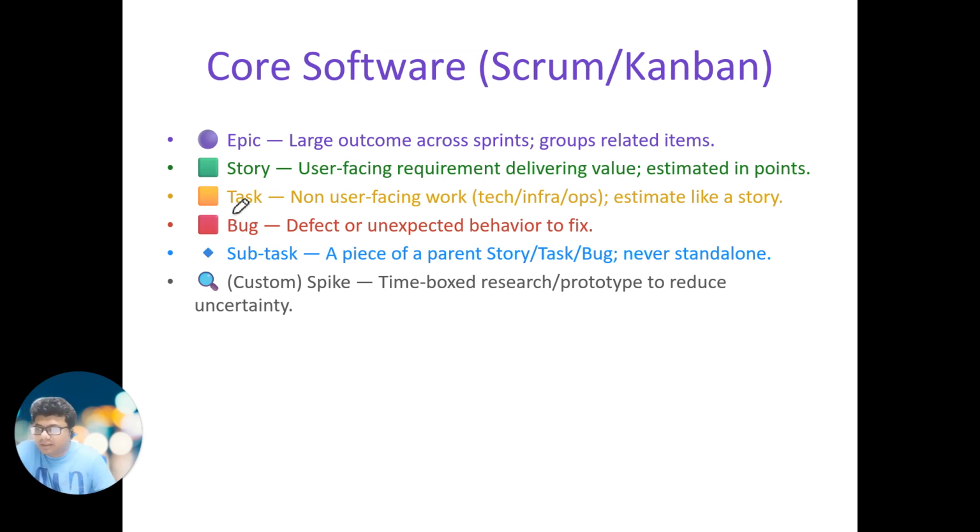Third one is task. Task is non-user facing work, like any technical task, any infra, any operation that is required, is considered a task, but we can estimate it like a story as well. Some teams estimate, some don't. It depends on the team. And another is bug. Bug is pretty much clear. When there is a defect, we consider it a bug in Jira. So this is a type.